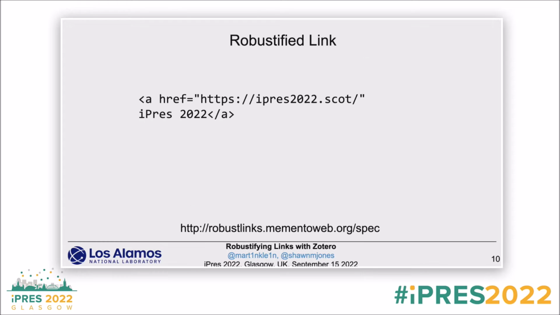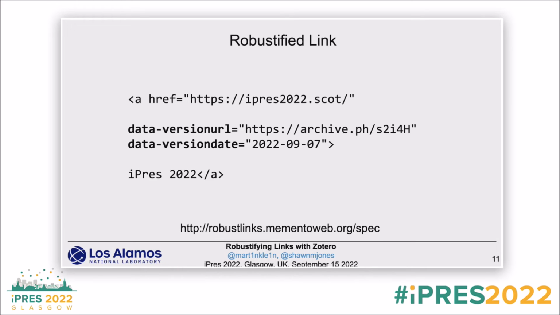So let's look at an example of a very simple HTML link. This link links to the iPres 22 website, and if I robustify this link, it looks like this. I still have my original URL, ipres22.scot, in the href attribute. So it is the default target of the link. A left mouse click will always get me there. However, I also include the archival link in the version URL attribute, and I also include the date time of linking in the version date attribute.